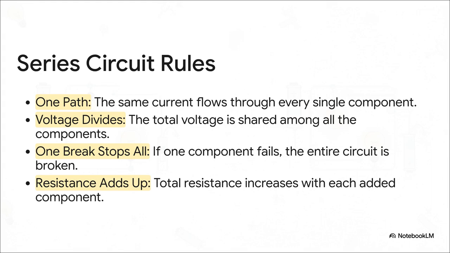And this one-path design leads to some really specific rules. First, since there's only one path, the current, that's the flow of electricity, is exactly the same through every single component. The voltage, on the other hand, which you can think of as the electrical push, gets divided up and shared among all the parts. But here's the real kicker, the one that explains our Christmas lights. If one component fails, the entire circuit is broken. It's like a bridge being out on that one-way street. Traffic just stops. The whole thing goes dead.